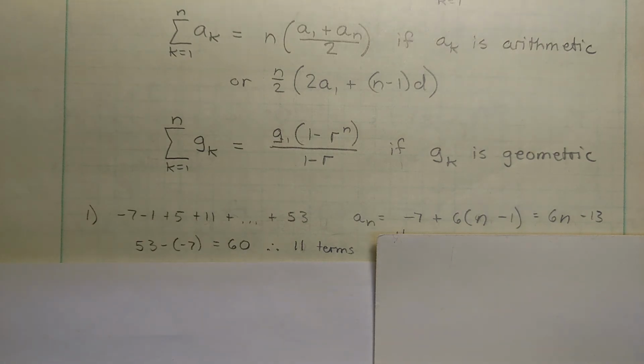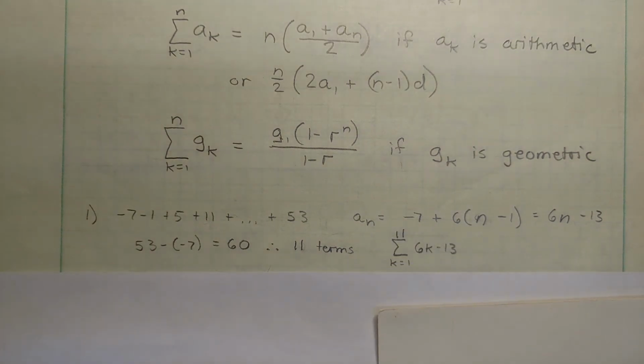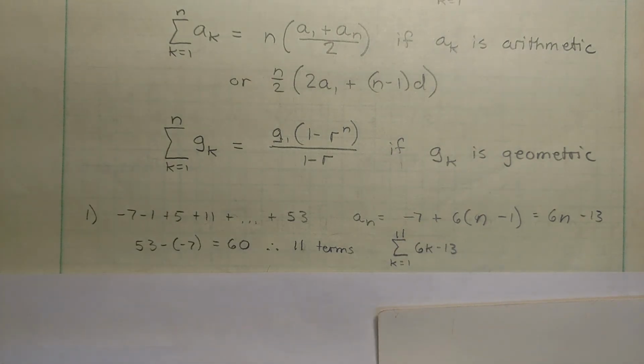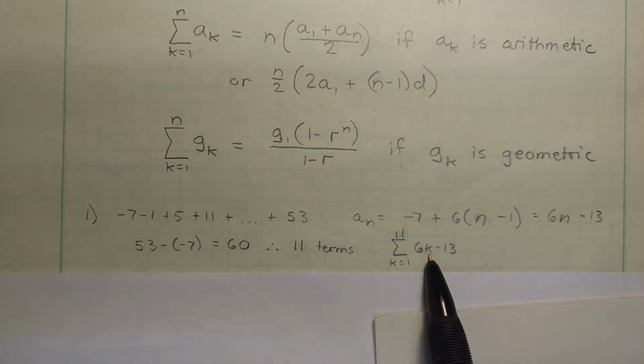But notice what that does. I have my starting term, and then I add the 6 to it 10 times. So that gives me a total of 11 terms: my starting term plus the next 10 terms that I get when I add 6. So when I go to express this in summation notation, I know that I have 11 terms. And I can always check this. If I put 11 into this, I better get my last term.